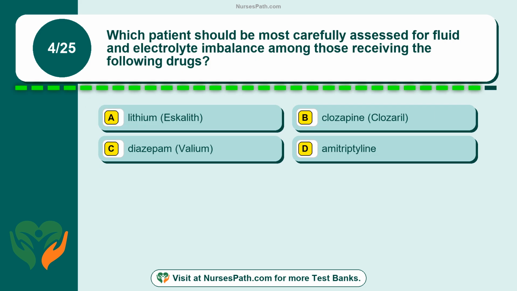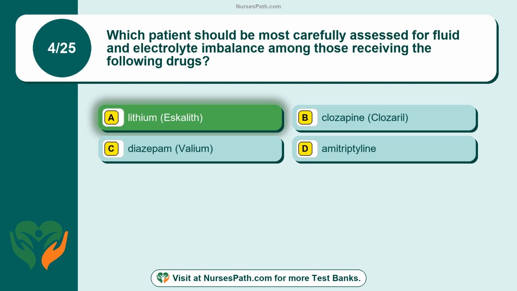Question 4. Which patient should be most carefully assessed for fluid and electrolyte imbalance among those receiving the following drugs? Option A, lithium carbonate. Option B, clozapine, Clozaril. Option C, diazepam, Valium. Option D, amitriptyline.